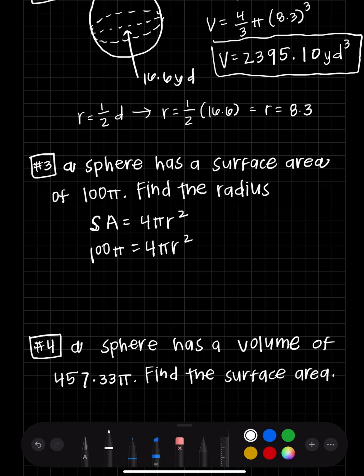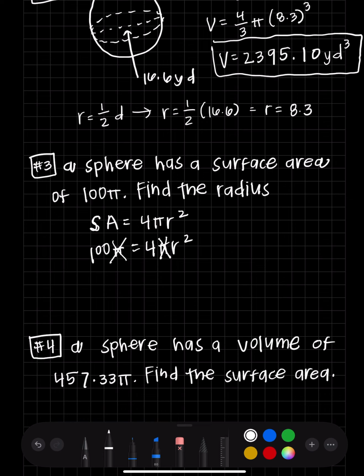Now, we're going to solve this for r because that's the goal: we want to find the radius. So we want to solve this for r because r stands for radius. The first thing that I notice is that I have a pi on both sides. When I have a pi on both sides, that means that I can cancel it out.